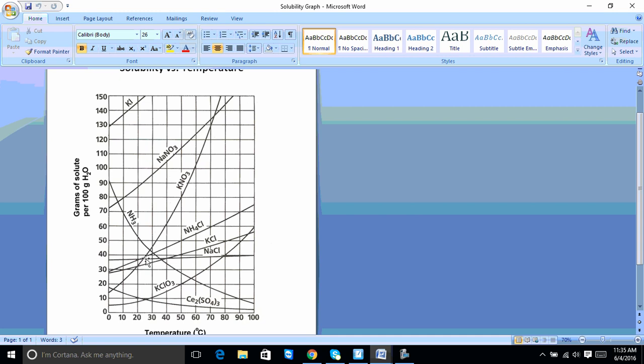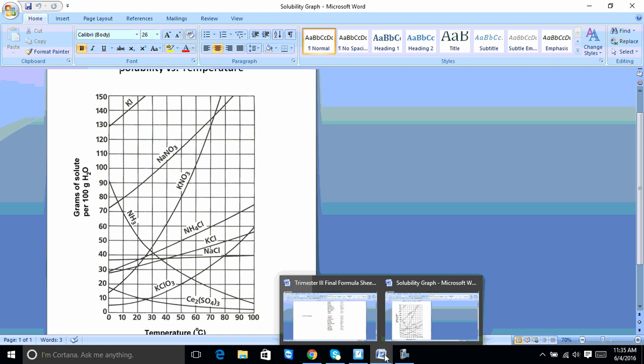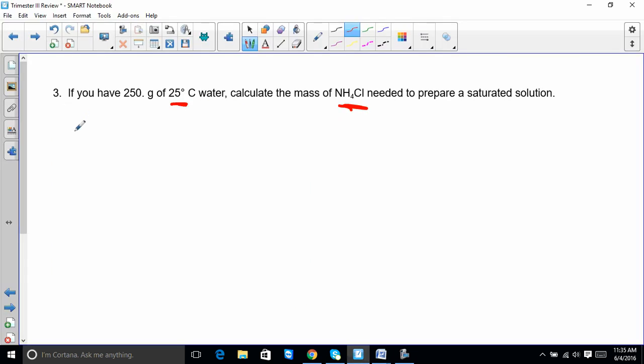And I see 39. I don't know if you see 39, but by the way, on a multiple choice test, just pick the answer that's closest. Oops, that was bad. I can grab an eraser. I'm going to grab blue again. So when I read the graph, I saw 39 grams of NH4Cl per 100 grams of water.